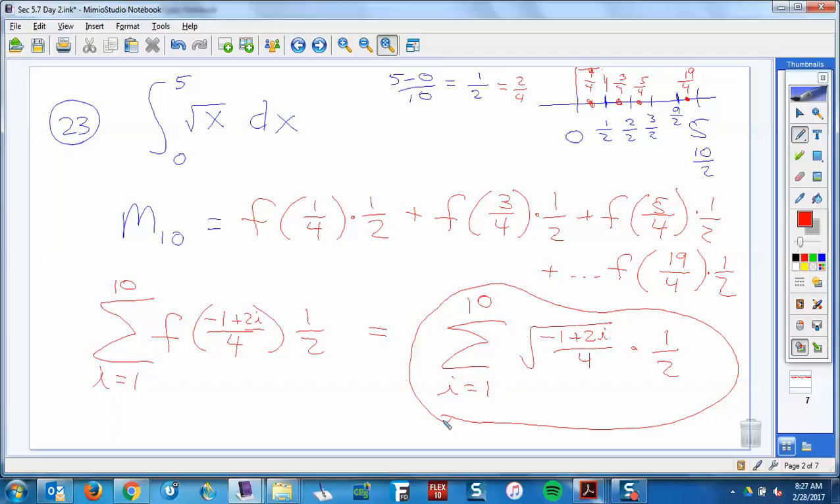Now, what would be the giveaway? Probably the 2 and the 4 right there. To me, that would be a giveaway that they're probably midpoint rectangles. Now, I would probably plug in a 1, and that gives me the square root of 1/4. Okay, what do I know this 1/2 is?